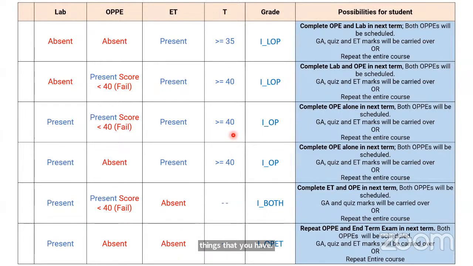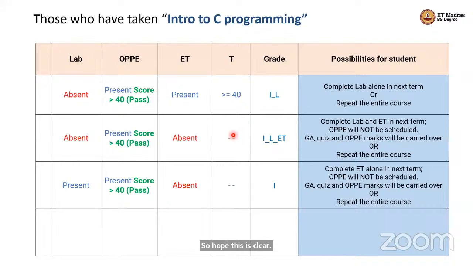I'll move to the last slide in this grading. In this, there are various combinations, but one common thing here is you are present in OPPE and you have passed in OPPE. But there are other combinations. You are either absent or present in lab, or you are absent or present in end term. So in these situations also, your grade will be incomplete.